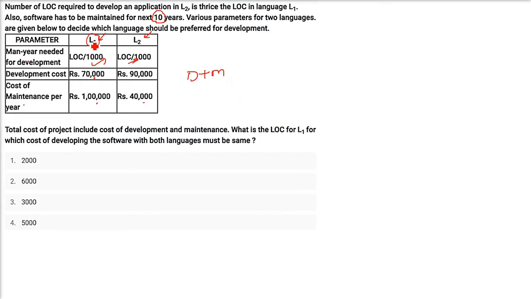What is the LOC for L1, for which the cost of developing the software with both languages must be the same? Okay, so just try it yourself. Otherwise, I'm going to tell you the answer. The answer is this, 3,000. How do we get this?